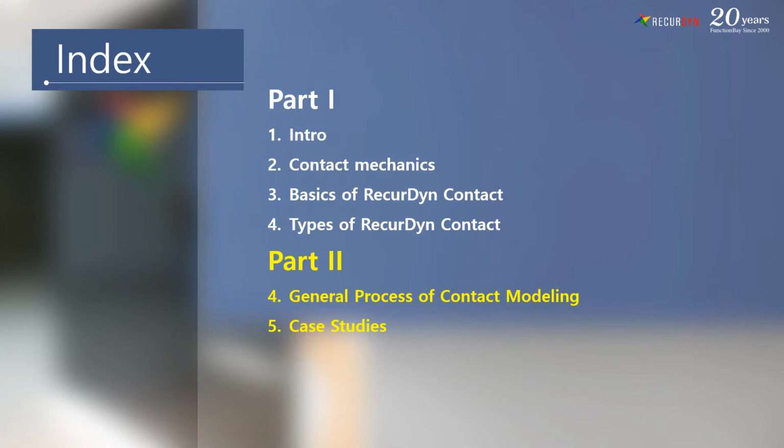This is the index of this seminar. In part 1, I introduced contact mechanics and the basics of RecurDyn Contact briefly, and I introduced the types of RecurDyn Contact and some basic functionalities. In this part 2, I will explain the general process of contact modeling step by step. Finally, I will show some case studies to demonstrate how to determine the contact type and how to use the parameters.